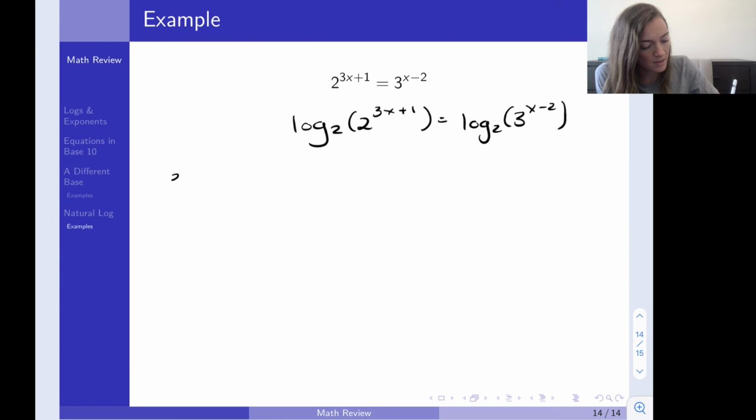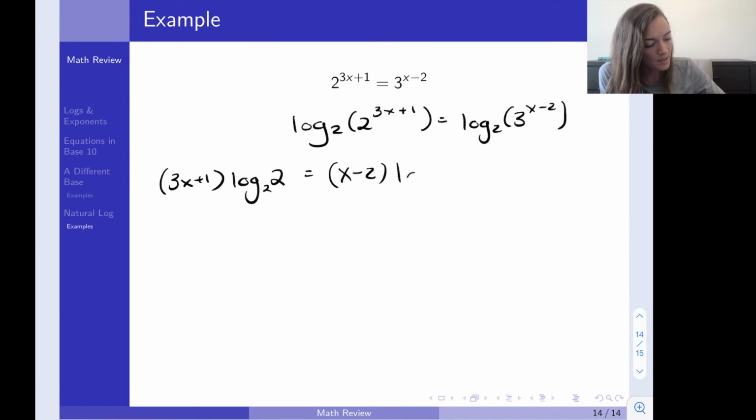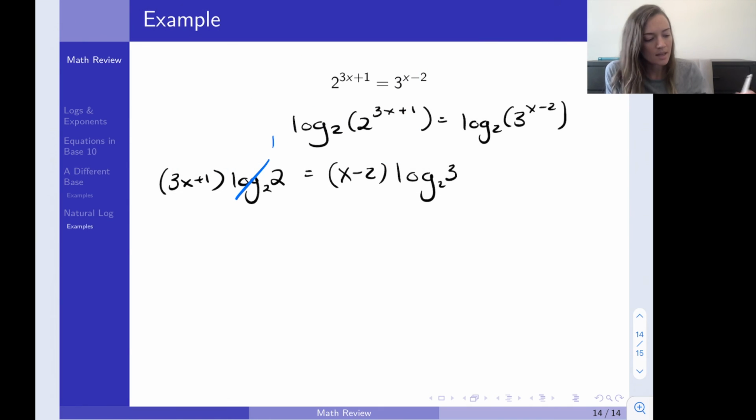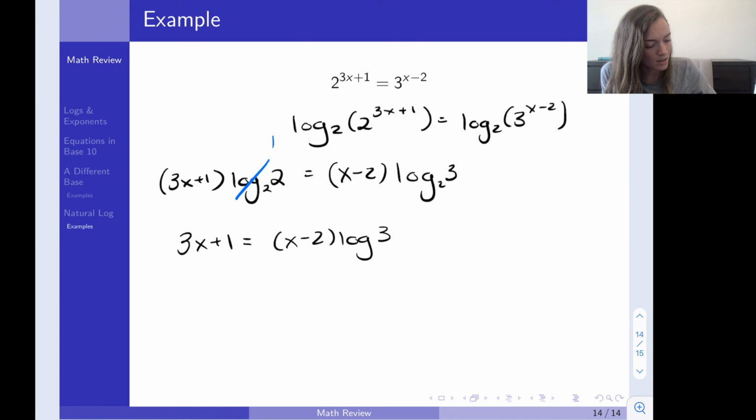So the left-hand side is going to be 3x plus 1 times log base 2 of 2, and the right-hand side is going to be x minus 2 times log base 2 of 3. Okay, so now this, I know, simplifies to 1. And so now I'm just left with 3x plus 1 is equal to x minus 2 times log base 2 of 3. So this now is basically just an algebra equation. Log base 2 of 3 is just some number, and then you just have to solve for x.